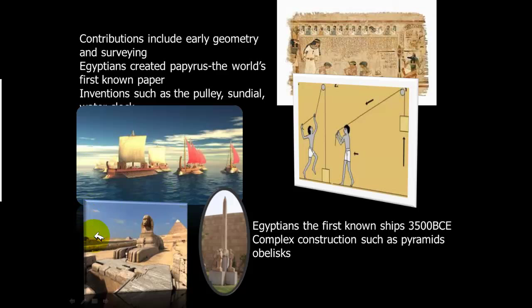Complex construction. These are some of the examples of the achievements in the Nile River Valley culture hearth. The pyramids, the Great Pyramids, and the obelisks here are some of the ways that the Nile River Valley culture hearth has contributed to construction and engineering.